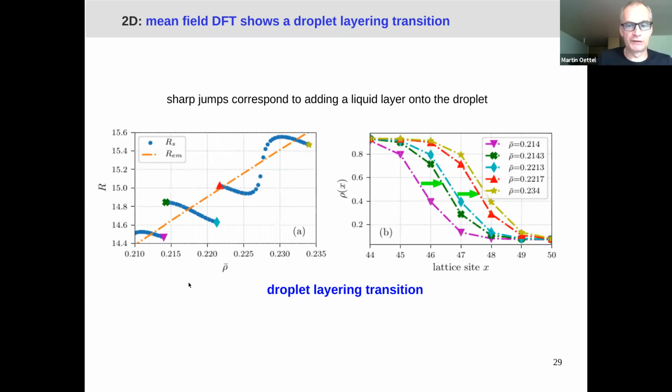Now we look, for instance, at a density profile at this section, quite close to the jump, and here on the other side of the jump. And here we see that it's really just one layer of lattice gas particles added on top of the surface. And the same thing happens here at the second jump from these diamonds to the red triangles. It's really adding one discrete lattice layer to the droplet.